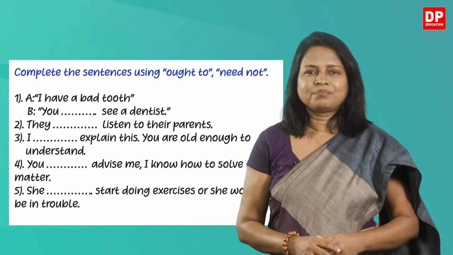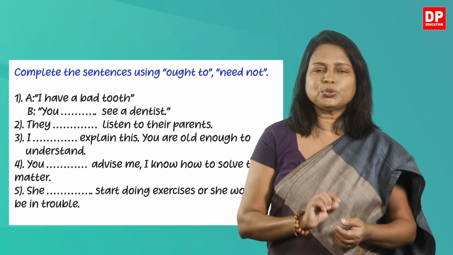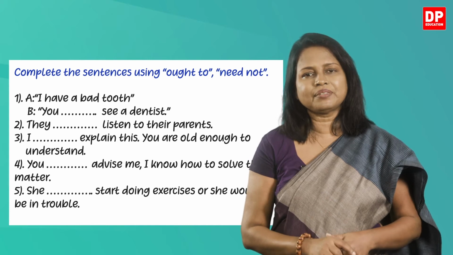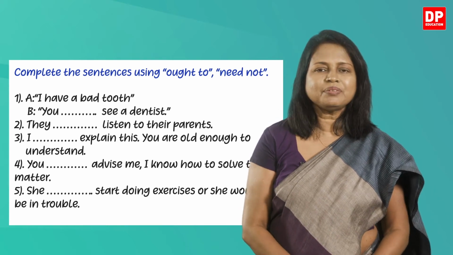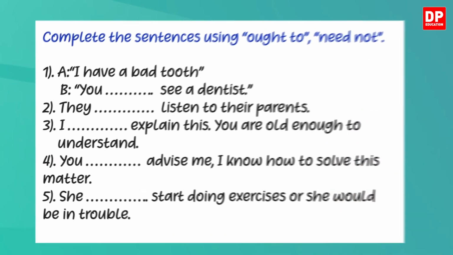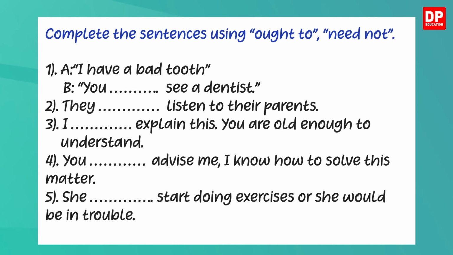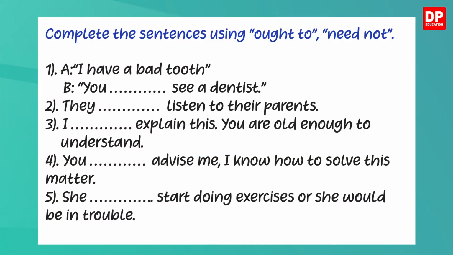Now let's do an activity to practice what you have learned. This is an adaptation of activity 2 on page 103 of your textbook. This is the activity. You have to fill in the blanks with a suitable modal verb from the given two. You can pause the video and do it now. Okay, let's see how you have done it. Complete the sentences using ought to or need not.